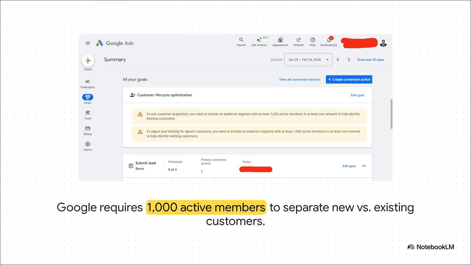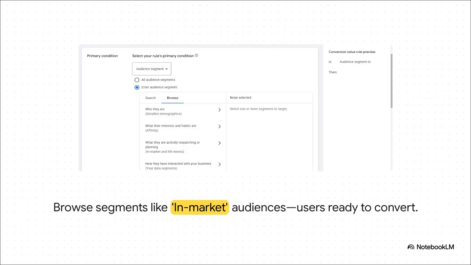And I gotta stress this. This isn't just a nice-to-have or a best practice, it's a hard and fast rule from Google. If you want to unlock those really powerful features that can tell the difference between new and existing customers, the platform demands an audience segment of at least 1,000 active members. No way around it. So the big question is, how do you find these 1,000 people?